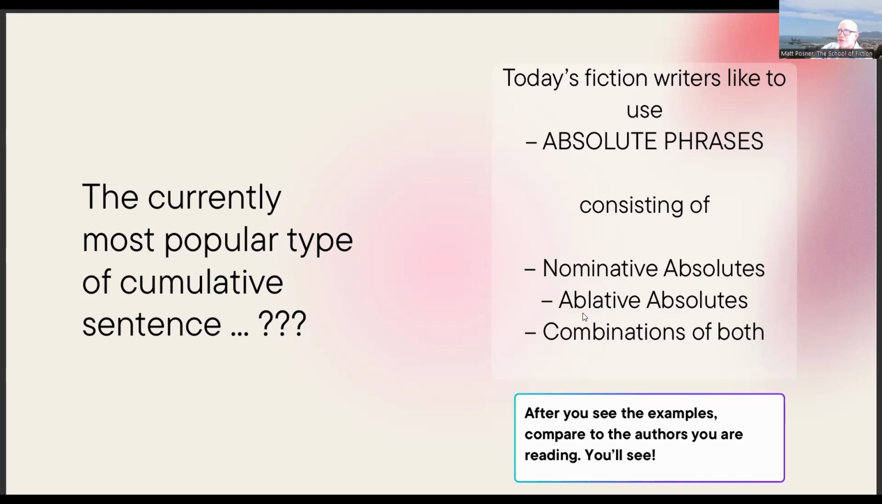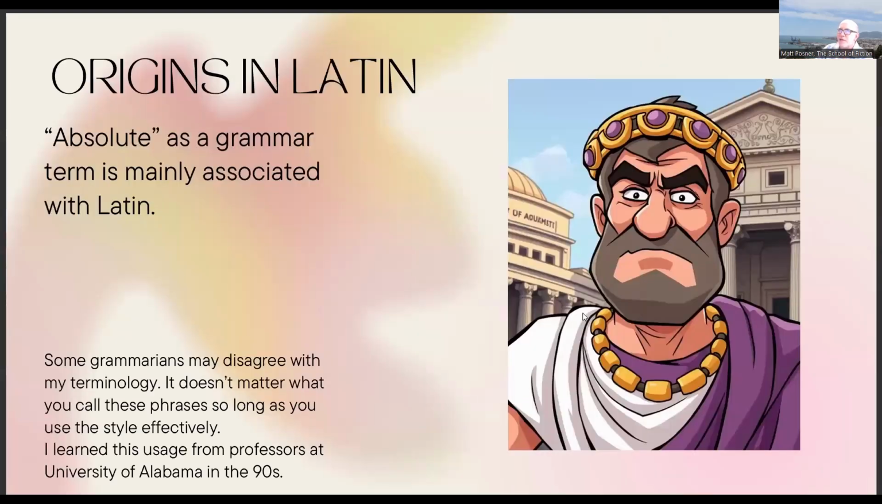So let's go ahead with the starting point, which is the origins in Latin. The term absolute as grammar is a Latin association. And you will find explanations based on Latin, but what I'm going to tell you is how to use this sort of stuff in the way that it's used in contemporary style. I learned it from professors at the University of Alabama in the 90s. I don't think they are alive, so I will not spoil their legacy by mentioning them right now. But yeah, I did learn from professors, and here we go.